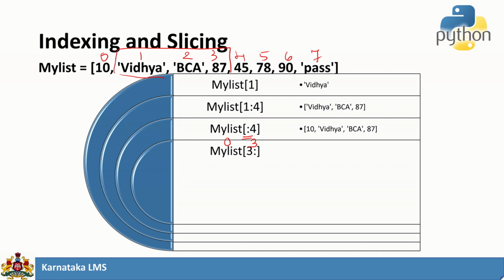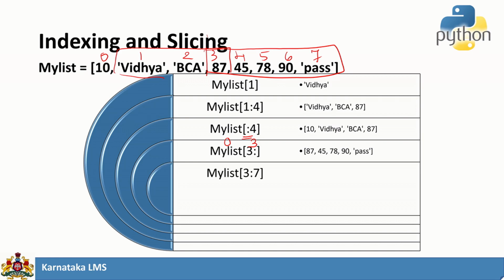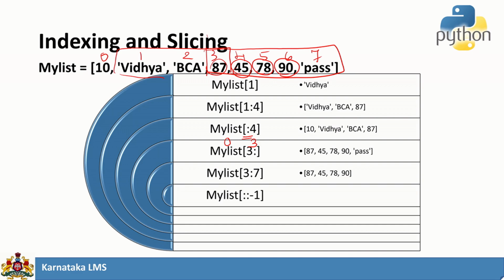My list of 3 colon. 3 is the start value, there is no end value. Starting from 3, it is going to print all the elements of the list. So from 87, it is going to print till pass. This is the output. My list of 3 colon 7. So 3 is the starting index, and end index 7 means the upper limit will be end value minus 1. So it will go from 3 to 6. So from 87, 45, 78 and 90 we will get the output.